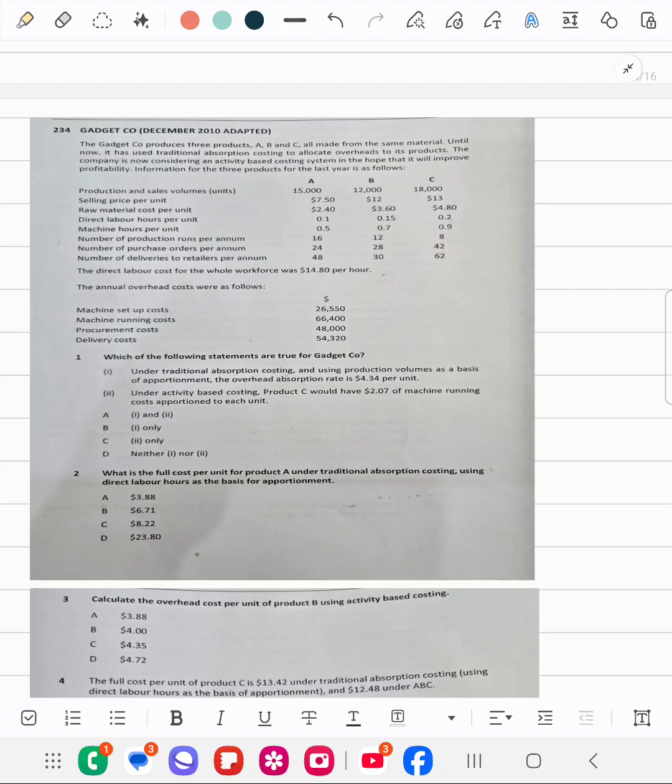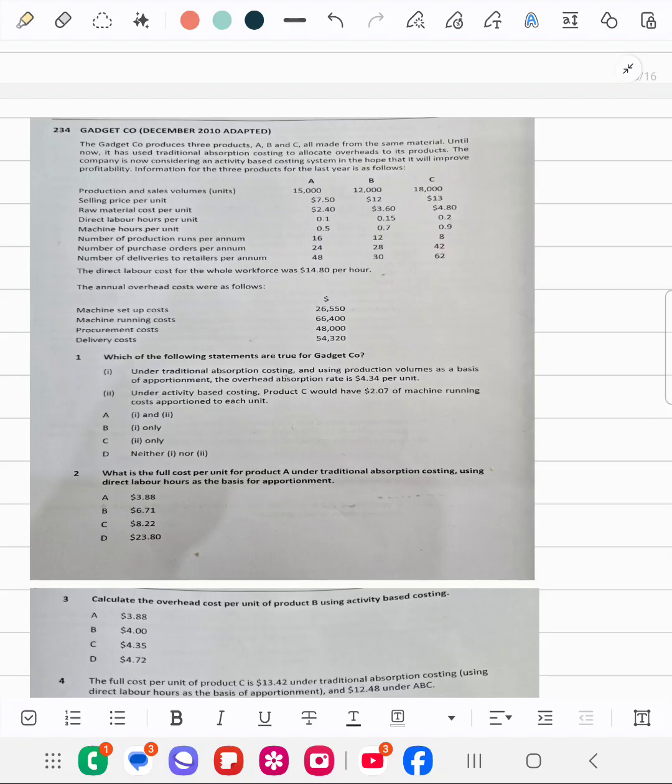So the direct labor cost for the whole workforce was 14.80 per hour. The annual overhead costs were as follows: machine setup cost 26,550, machine running cost is 66,400, procurement cost is 48,000, and delivery cost is 54,320. Now let's read the first part of the question.